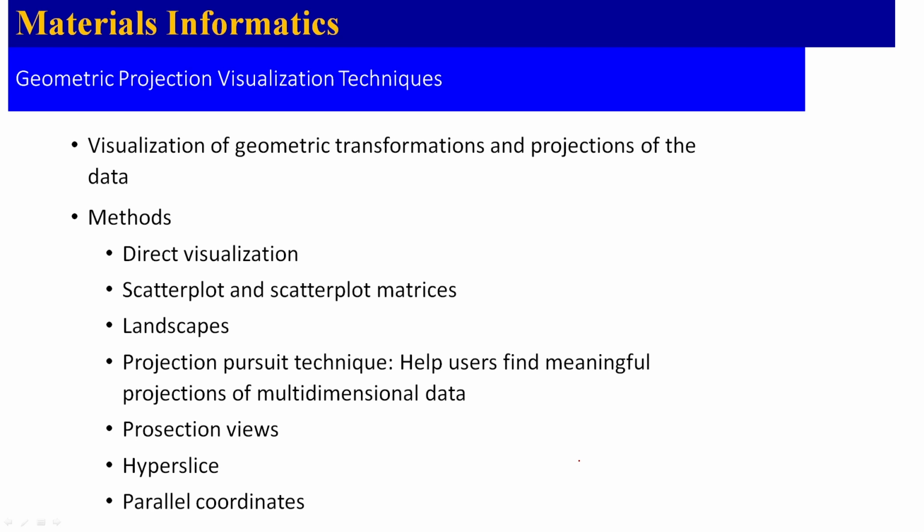You can use scatter plots, you can use landscapes, okay. I am not talking about only those; you can use cross-section views, hyperslice, parallel coordinates, all kinds of ways one can visualize data. You have to find the type of pattern the data is showing, that is the main need of materials informatics, and in order to get that pattern, we plot it in different ways.